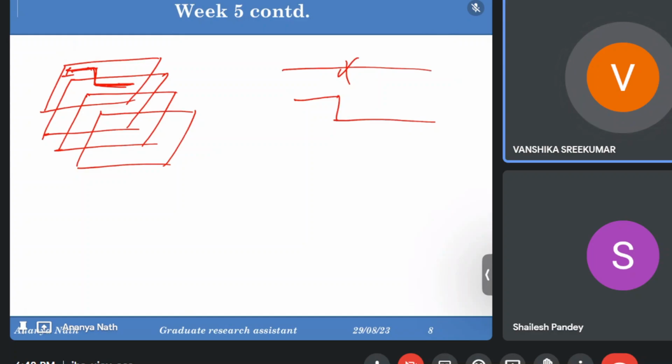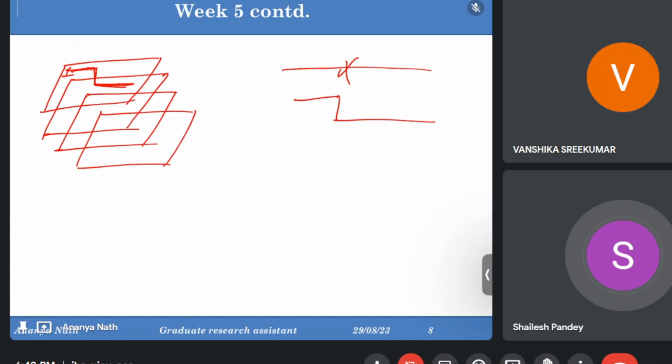Ma'am, actually, for a kink there is no jump of the dislocation in another plane. It will remain in the same plane. But for jogs, it will jump in the next plane. So some portion will remain in plane 1 and some portion will come to plane 2. This is the difference between jogs and kinks. These are very important.